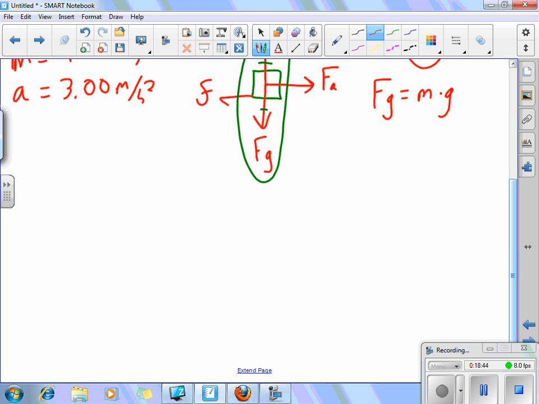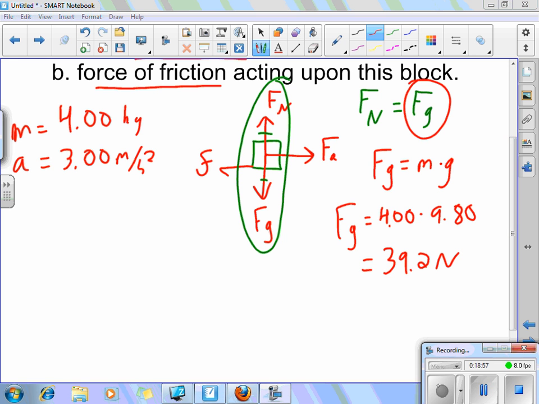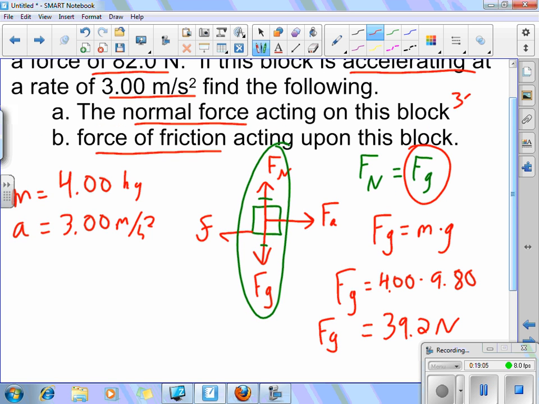Because we know force of gravity can be calculated with m times g. So in this case, we would just take our mass of 4, multiply it by 9.8, and we should get 39.2 newtons. That would be our force of gravity. And since the normal force is equal and opposite to that, we can simply say that this is 39.2 newtons upwards. So that's an easy one.